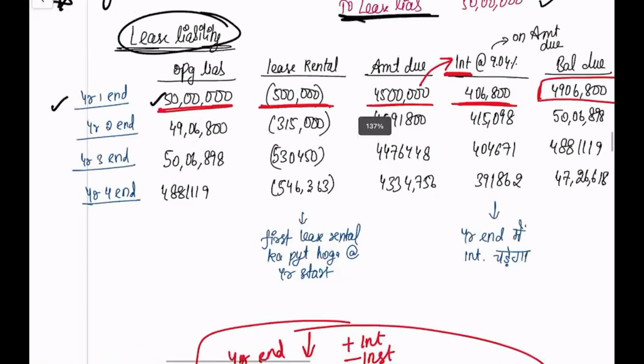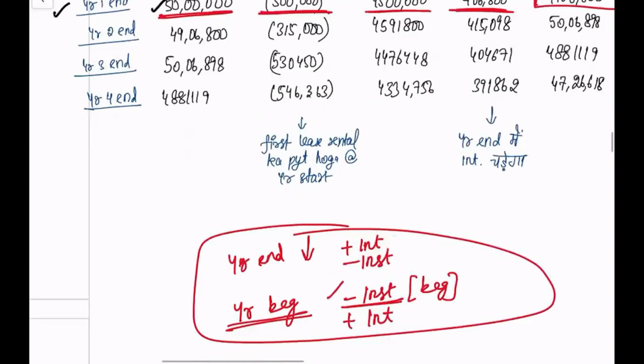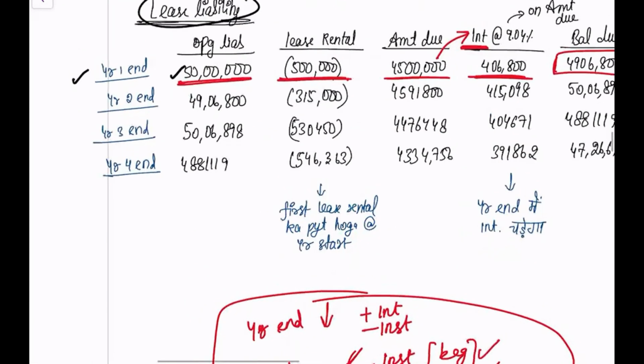So it starts with 50 lakh of your opening balance. Whenever it is year beginning, you have to first reduce the installment, because the installment is paid at the beginning itself. Interest unwinding is done at the year end. Installment is paid at the beginning, but the interest unwinding is done at the year end. So first the beginning one you will do, and then the end one.